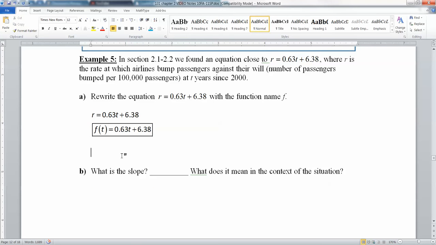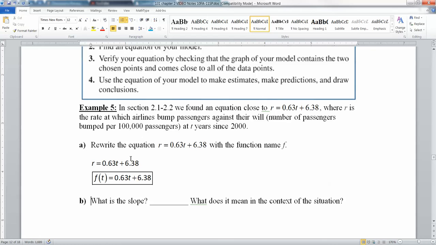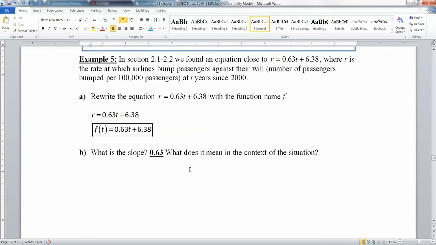Done. Now, what is the slope? Well, just because I wrote it with f of t doesn't really change what this was. This is still y equals mx plus b, right? Y is your f of t equals m, 0.63, t plus b. So your slope is 0.63, right? Now, what does it mean? Here's where the fun begins. You have to be able to interpret what that slope means.